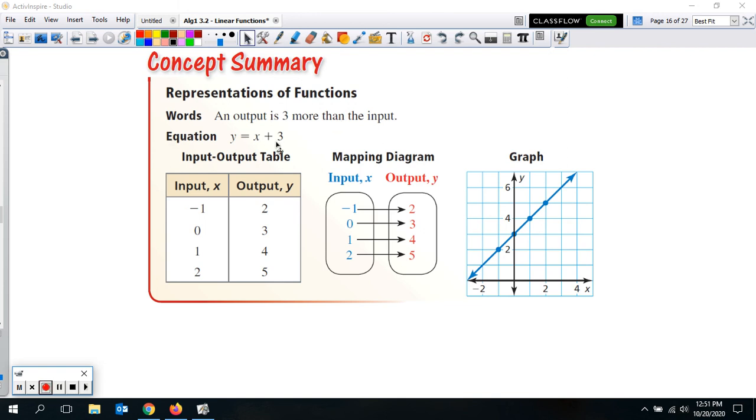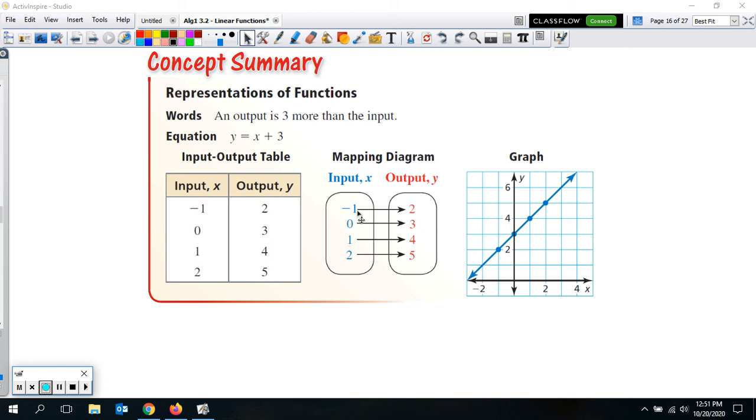You can describe a function by an equation, y equals some equation. This would obviously be linear functions, since that's what we're talking about here. They're all the same function. So this would be the words for this function, the equation for this function. You could do an input-output table, a table of values, where you have x on one side, y on the other. These are all still ordered pairs: -1, 2, 0, 3. It's a constant rate of change, as you can see here, for a linear function.